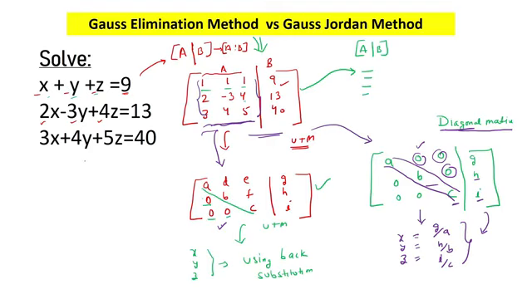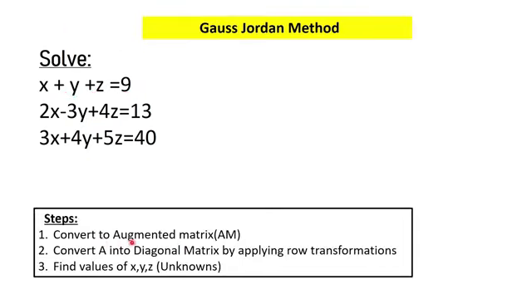Now let's apply the Gauss-Jordan method on our question. And here I want to tell you that whether you apply the Gauss elimination method or the Gauss-Jordan method on these equations, you will get the same result. That is, you will get the same values of x, y, z by both methods. So these are the simple steps that we have just discussed.